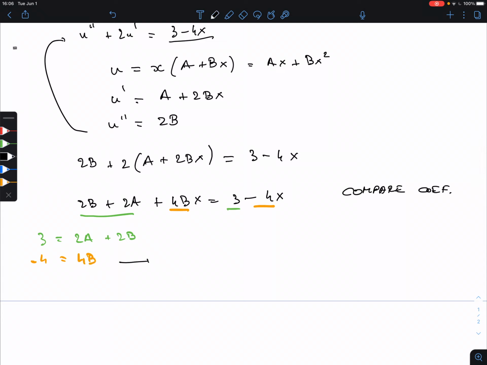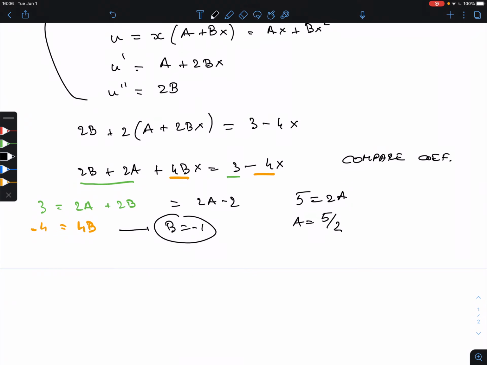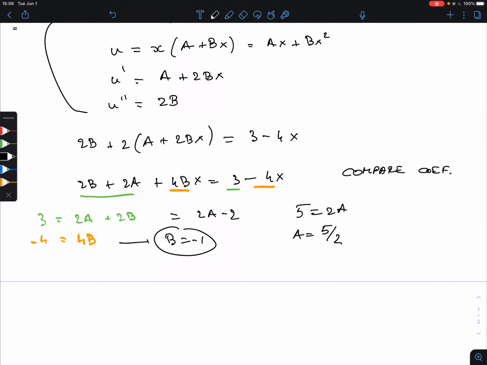This tells us already that b is negative 1. Of course, once you have that, you just plug it in there. That is 2a minus 2. So that means that 5 is equal to 2a, and it means that a is 5 halves. Okay, so we find as solution, u is 5 halves x plus, here is b, minus 1 x squared. That is u. Is that the solution? No, because this is just part of something.